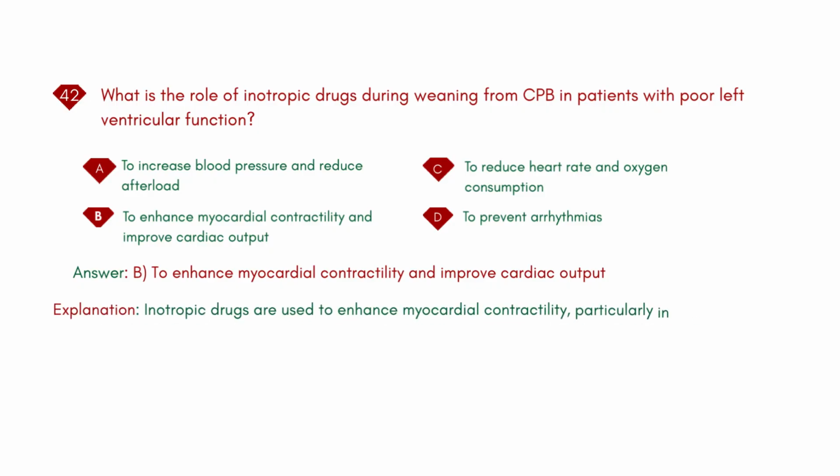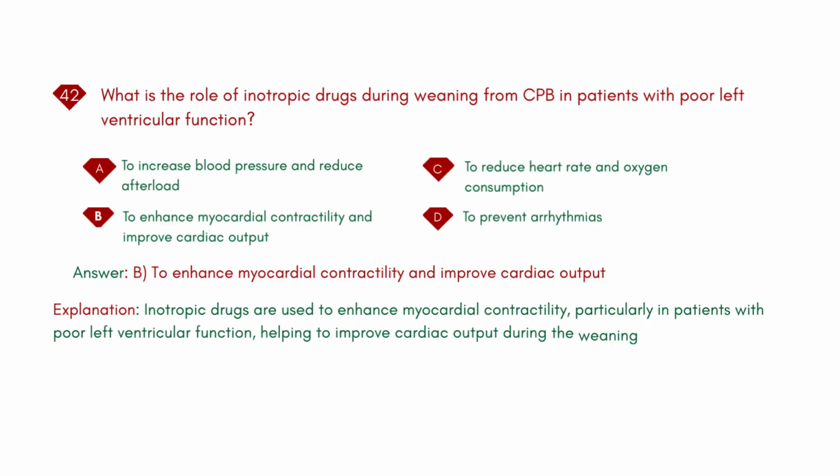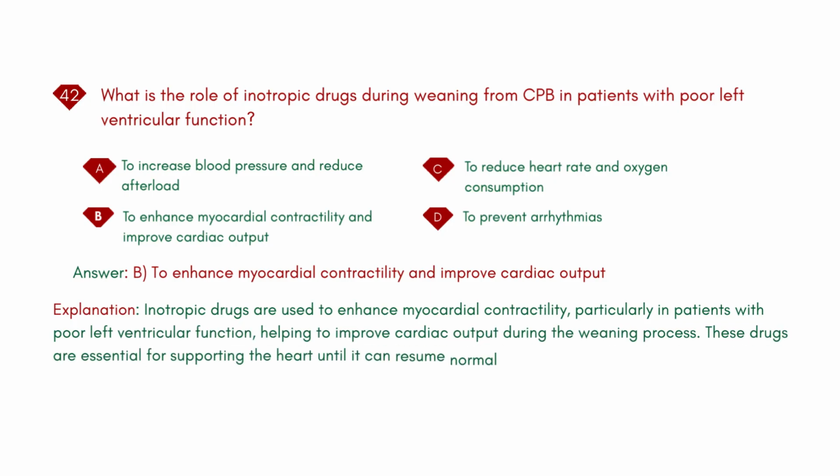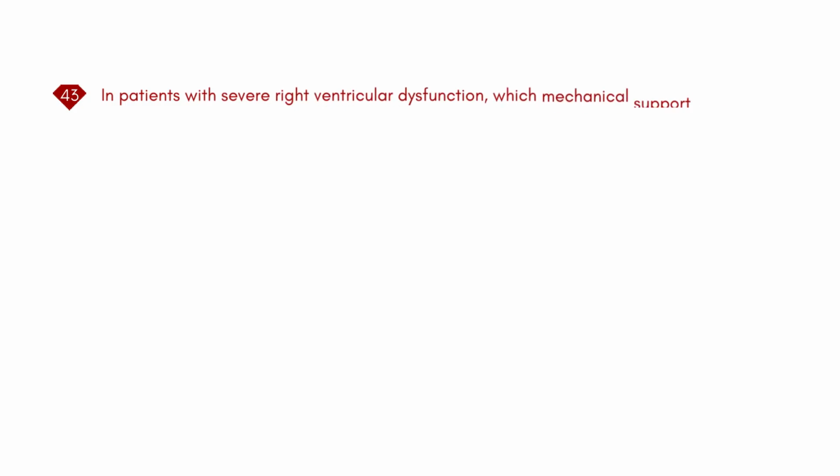Explanation: inotropic drugs are used to enhance myocardial contractility, particularly in patients with poor left ventricular function, helping to improve cardiac output during the weaning process. These drugs are essential for supporting the heart until it can resume normal function. In patients with severe right ventricular dysfunction, which mechanical support device is most commonly used during weaning from CPB?